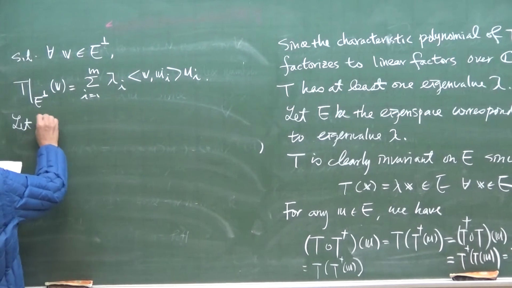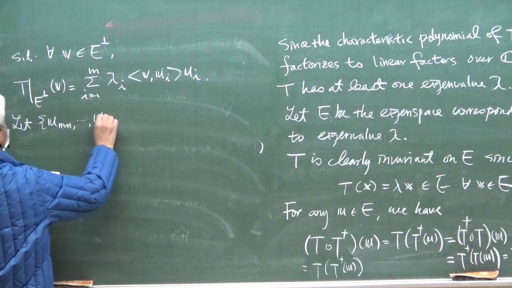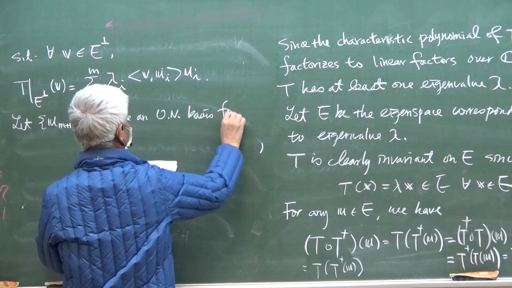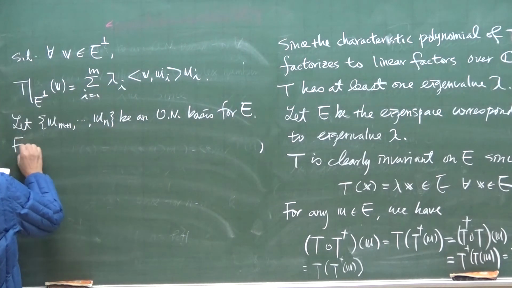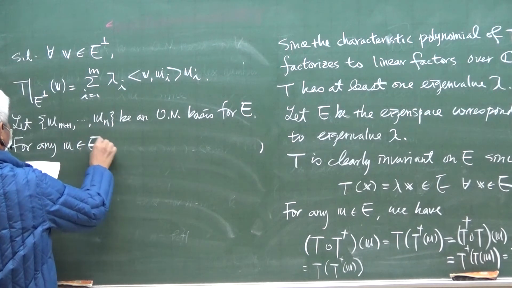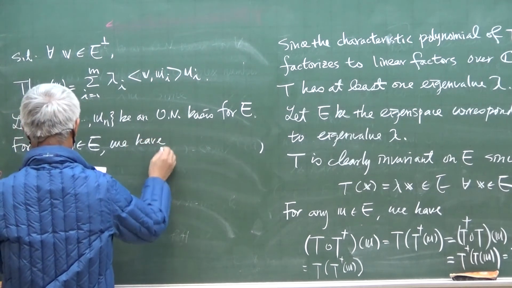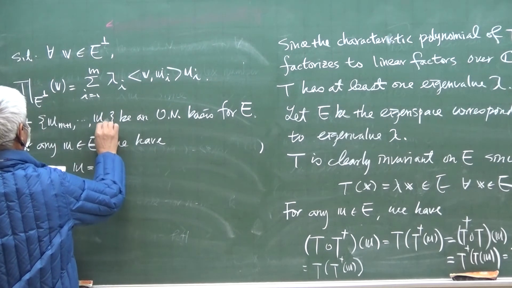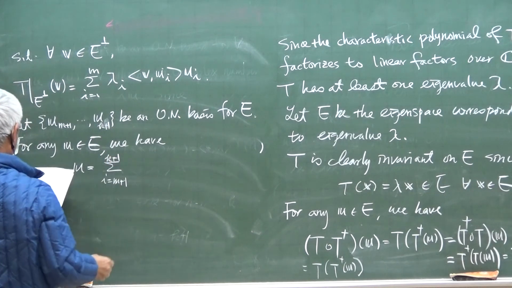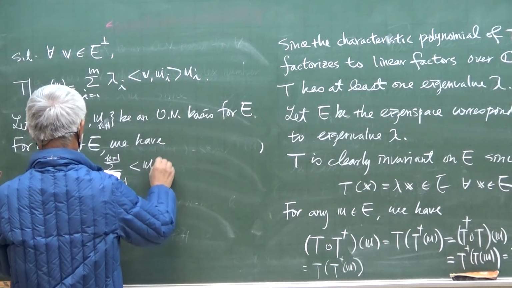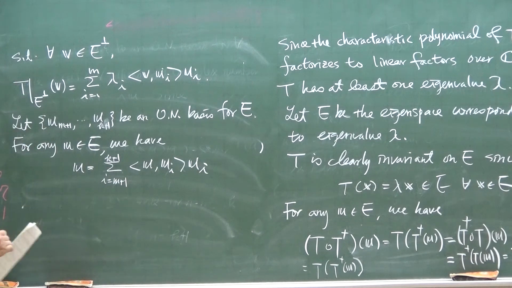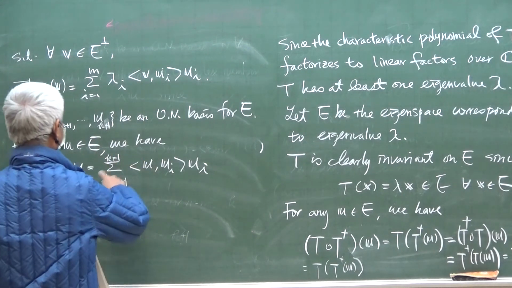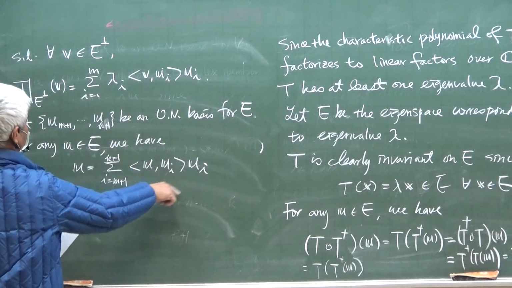Now, we let U M plus 1 up to U K plus 1 be an orthonormal basis for the eigenspace E. Now, for any U in the eigenspace E, we have U equal to the summation I from M plus 1 to K plus 1 of the inner product of U with UI, times UI. Okay, because the dimension of V is K plus 1. So for any U in the eigenspace, we can have this decomposition.